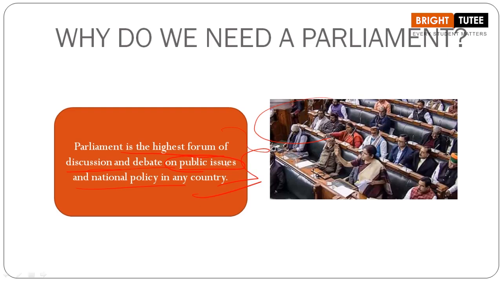These issues can be concerned with the general public, corruption, education, health, terrorism. If we are talking about national issues and national policies, it can be related to any government schemes, whether they are helping the people or not. The opposition parties can question the ruling party. This is how they can keep a check on the working of the government.